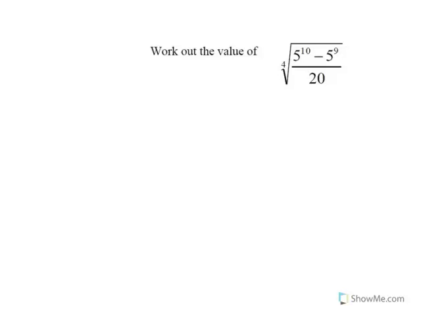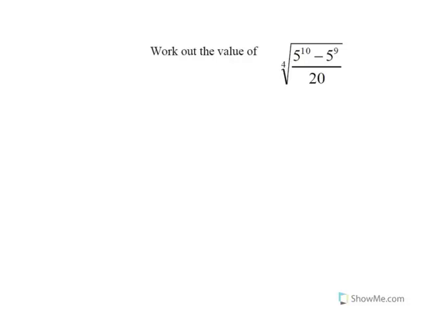Hi, welcome to this tutorial in which I'm going to look at this question that requires you to find the fourth root of 5 to the power of 10 minus 5 to the power of 9, all of it divided by 20. Now this is a mathematics Olympiad type question, and you're generally not allowed to use a calculator.